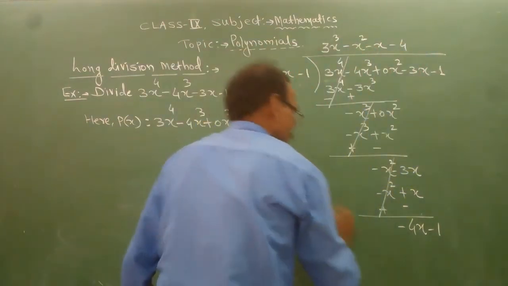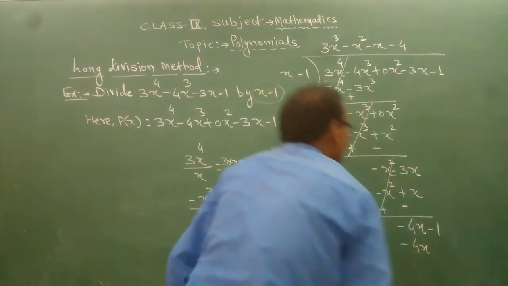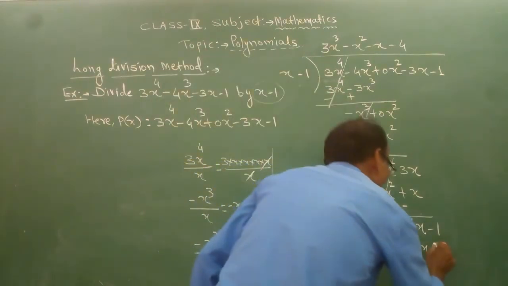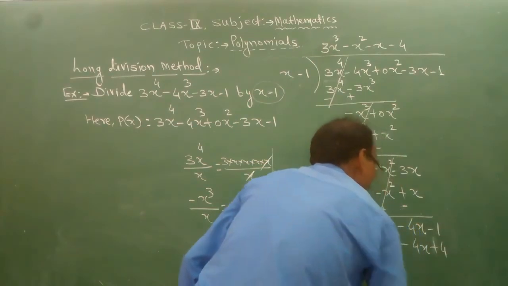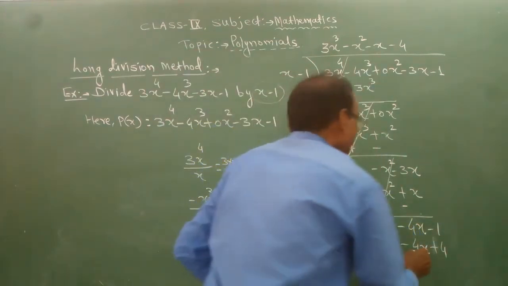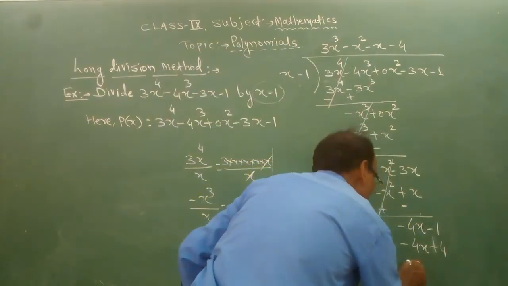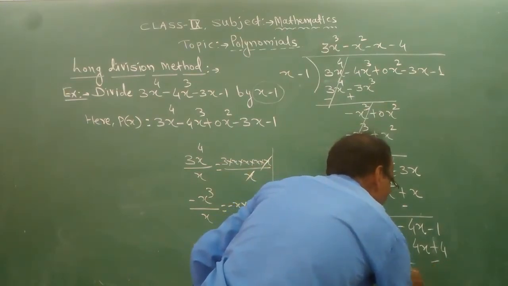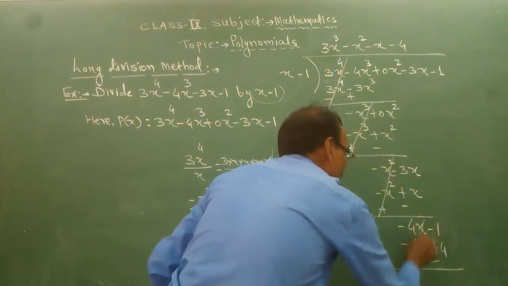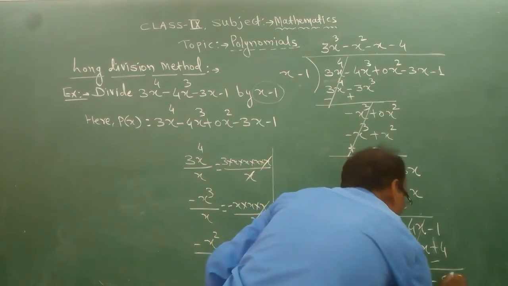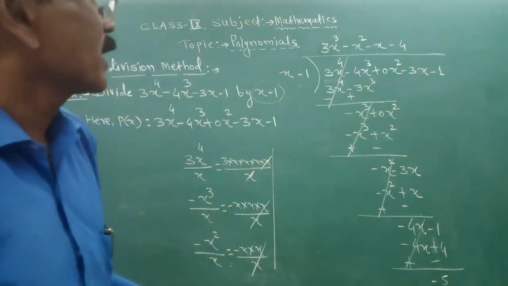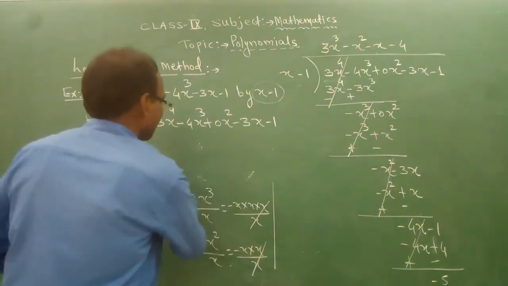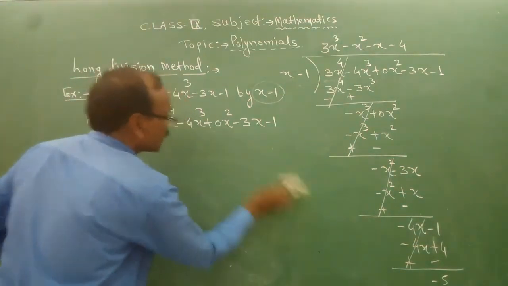Minus 4 into x, that is minus 4x, minus 4 into minus 1 is plus 4, change the sign, so this will cancel, and this will be minus 5. So here the remainder is minus 5. So I can write here that the remainder is not 0.